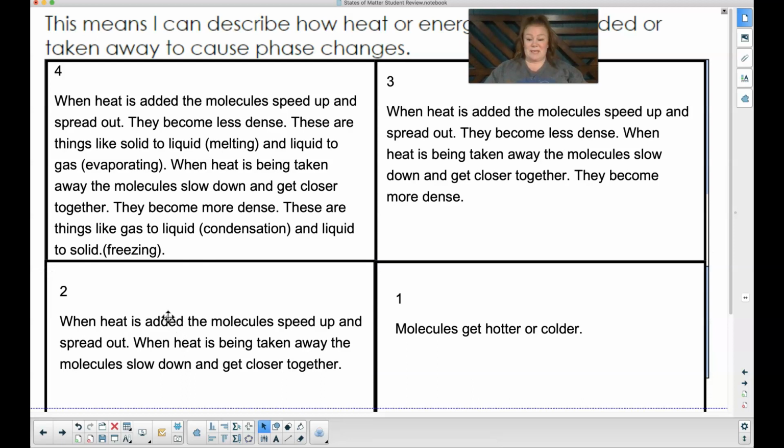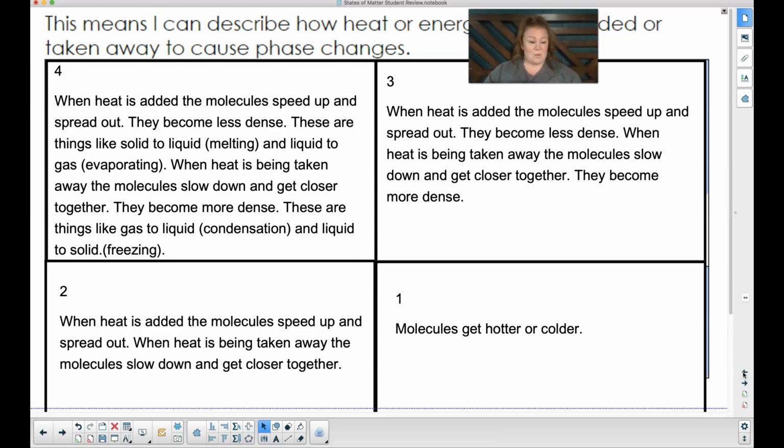So a 2 might look something like when heat is added, the molecules speed up and spread out. When heat's taken away, they're slowing down, getting closer together. So this 3rd one added things about density, just a little bit extra, a little other piece of information. So it has 3 things it talked about: their speed, their interaction with each other, and their density. A 3 talked about 3 qualities of it. A 2 only talked about 2, and a 4 had 3 qualities, but it also gave them scientific names that it went through. And a 1 might say something like molecules can get hotter and colder, or just something that's not really answering the question.